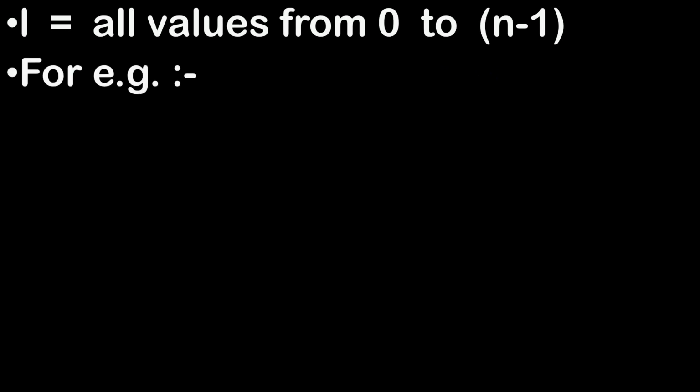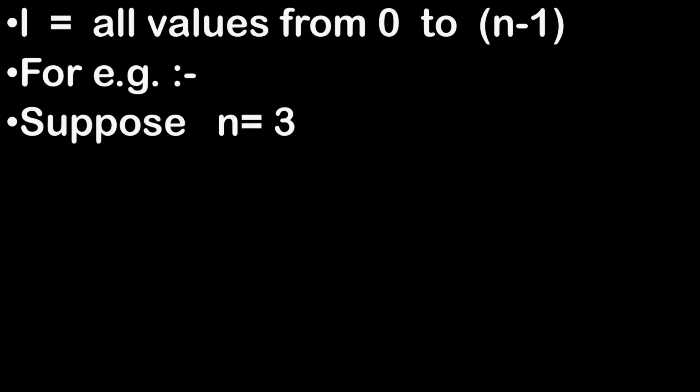For example, let's consider, suppose n is equal to 3. And what is n equal to 3? It is third energy level. n equal to 3 means third energy level. So what are the values of L? L will have all values from 0 to n minus 1. And what is n over here? 3 minus 1. So 0 to 2. So L is going to have all values from 0 to 2. That is nothing but 0, 1, 2.